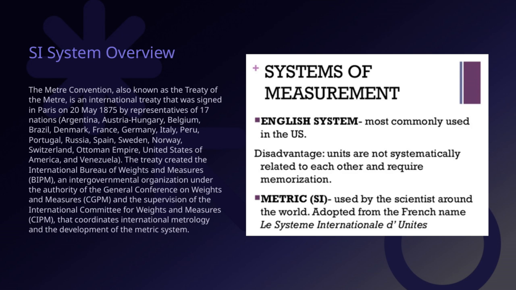This organization is an intergovernmental body that operates under the authority of the General Conference on Weights and Measures, known as CGPM, and is overseen by the International Committee for Weights and Measures, or CIPM. The BIPM plays a crucial role in coordinating international efforts in metrology, which is the science of measurement. It also oversees the development and maintenance of the metric system, ensuring consistency and accuracy across countries.